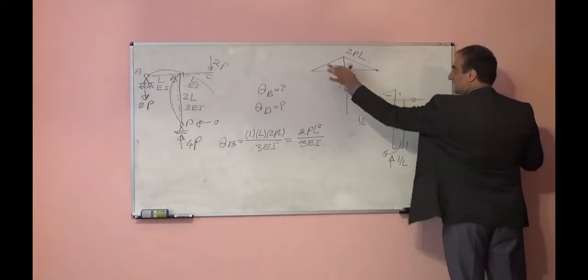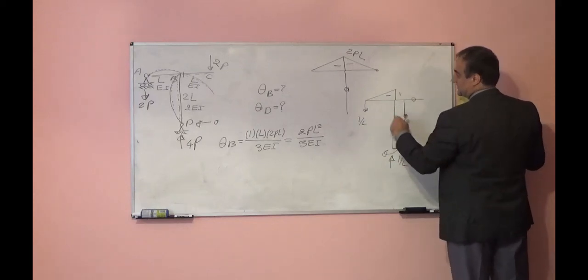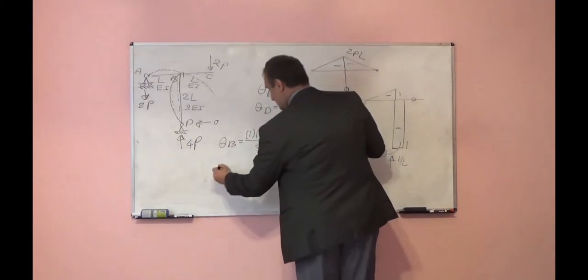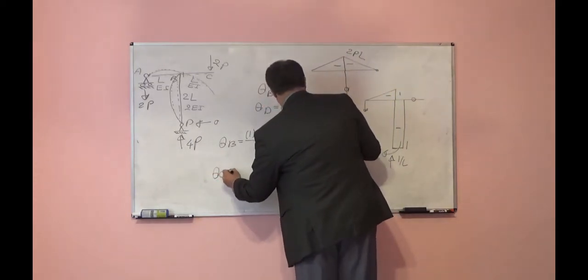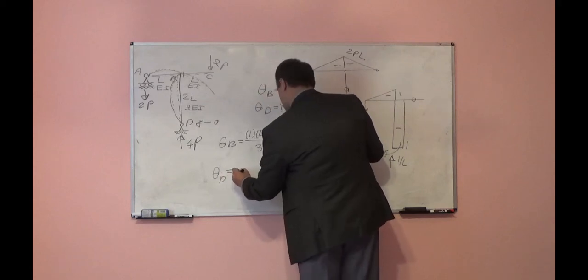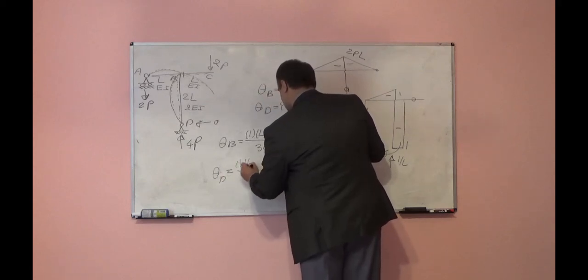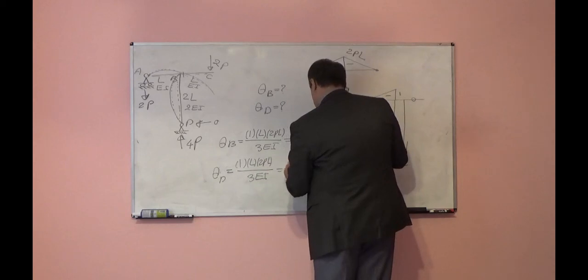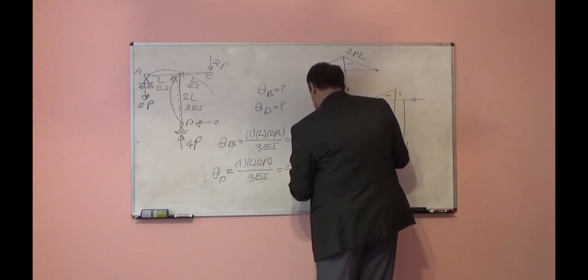So again I will multiply these together. Rectangular times 0 is 0. Again triangle to triangle, it will be the same thing. Theta D will be equal to 1 times L times 2PL divided by 3EI. That will be equal to 2PL squared over 3EI.